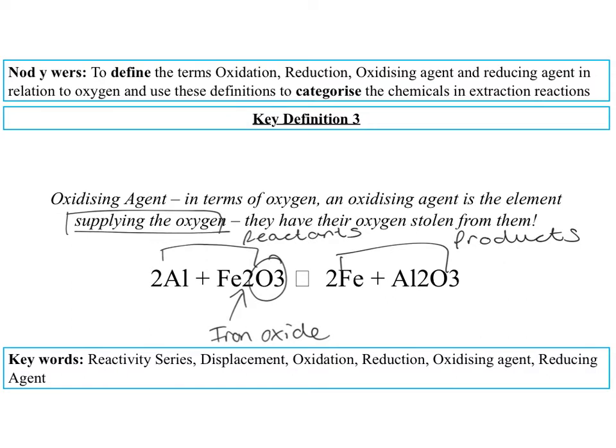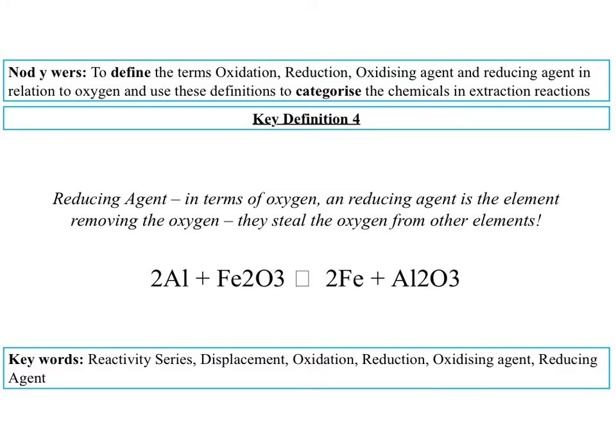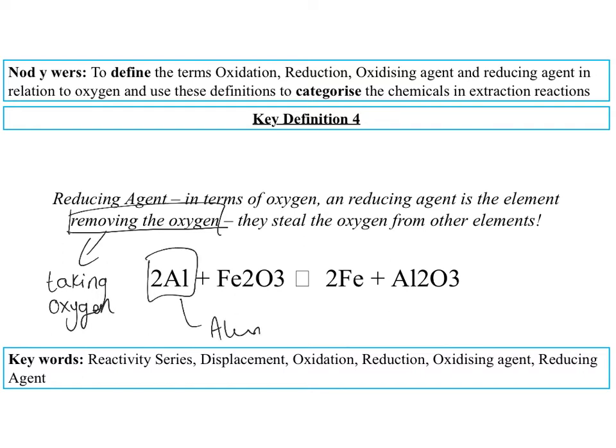And then the final definition for the example, reducing agent. In terms of oxygen, a reducing agent is the element removing the oxygen. So which one's taking the oxygen? And in this case, aluminium is the one that is taking the oxygen away, because it is the one that ends up with the oxygen in the products.